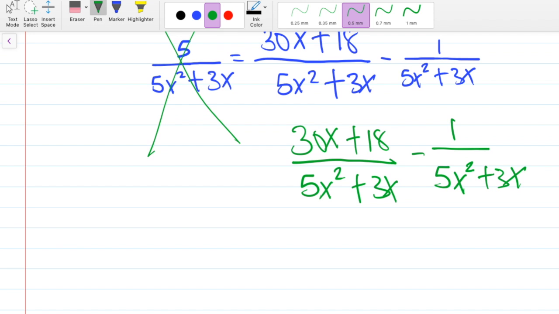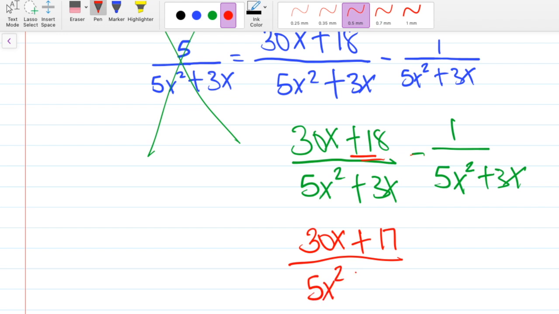I mean, you never really have to, but that's just going to give you 30x, 18 minus 1, that just gives you positive 17. And then you keep the denominators the exact same. All right, so now we have a simplified version of the right side of the equation.